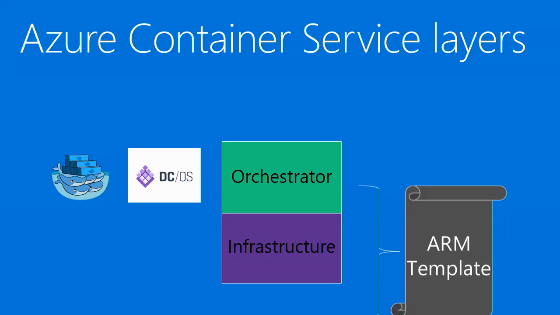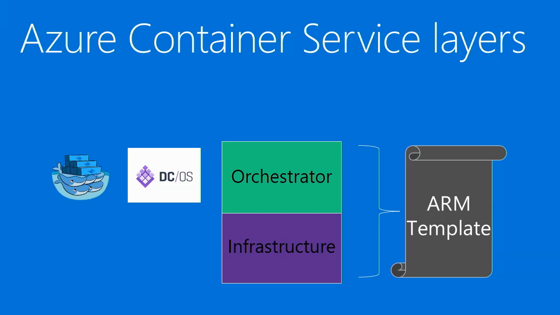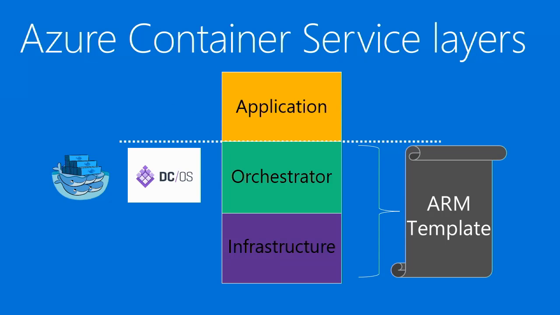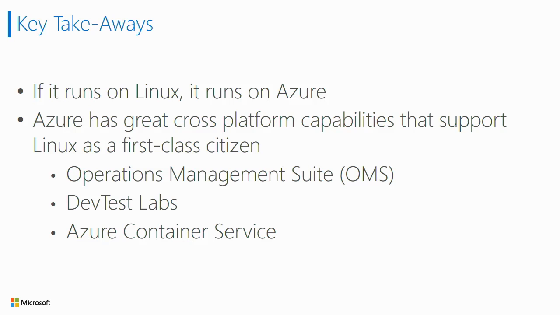Yeah, so this is basically what Azure Container Service does. We basically automate the creation of the ARM template based on your desired platform. And we deploy virtual machines, the orchestrator, and then you just have to bring your Docker containers.